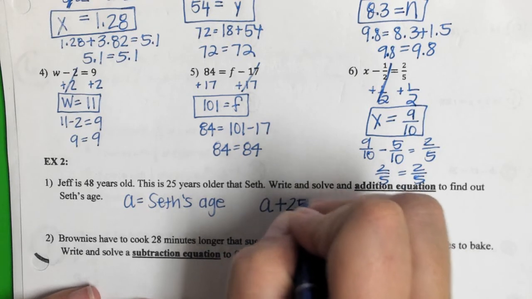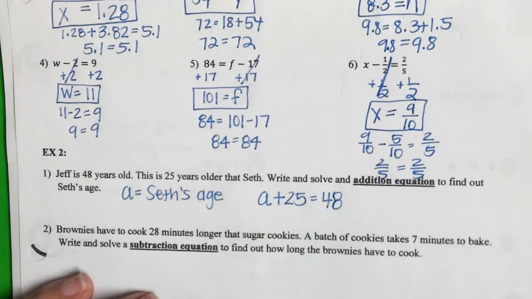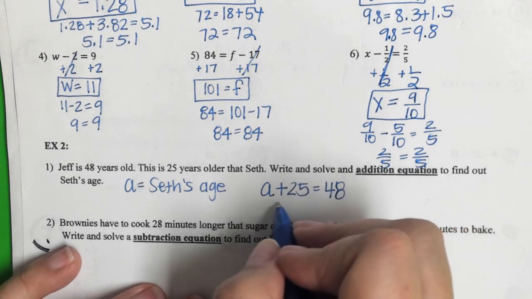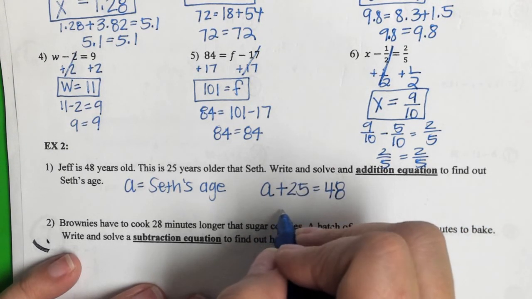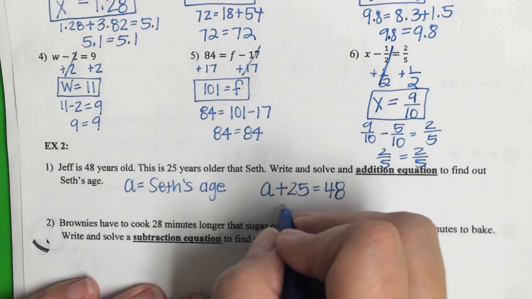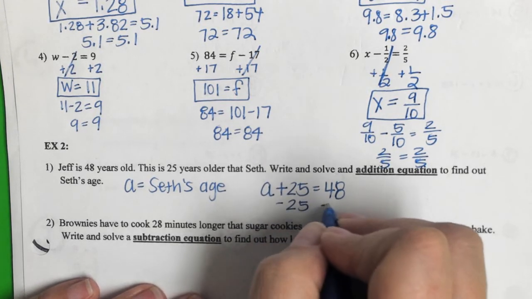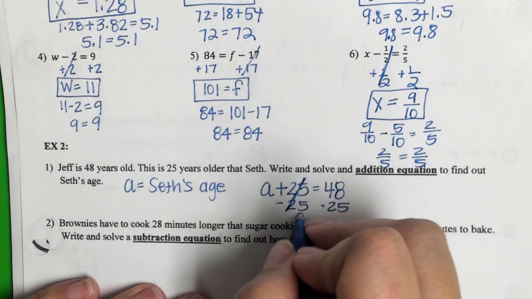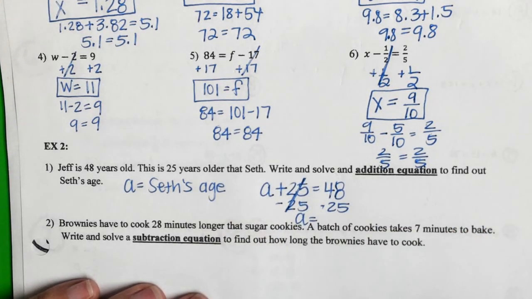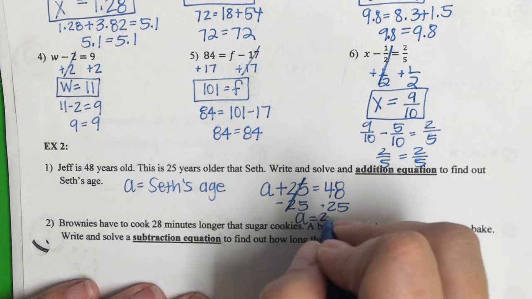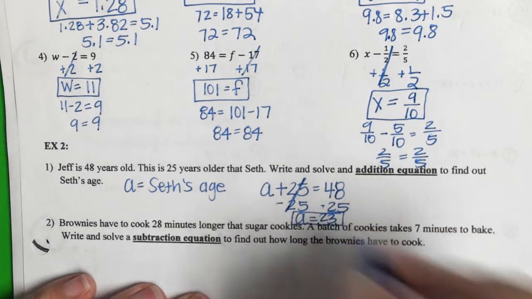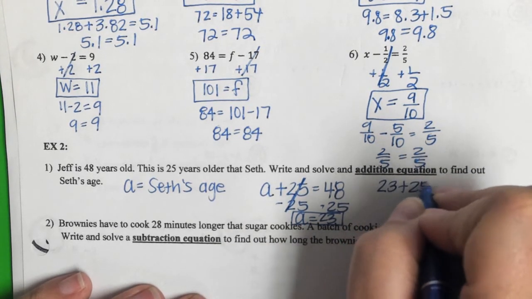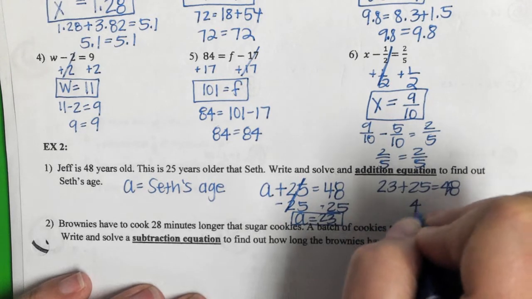Equals 48. Now to solve it, or to evaluate it, we're going to do the inverse operation of addition, which is subtraction. So minus 25 to both sides. This cancels out. So what is Seth's age equal? 23. Okay? And then I can go plug it in to check it. 23 plus 25 equals 48, which is true.